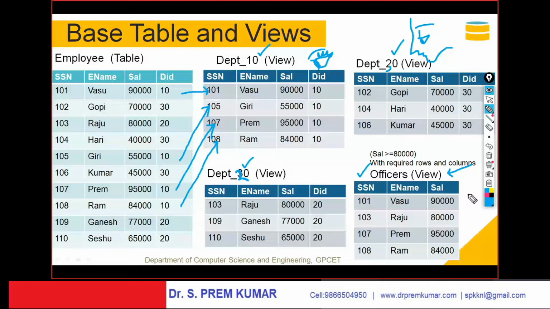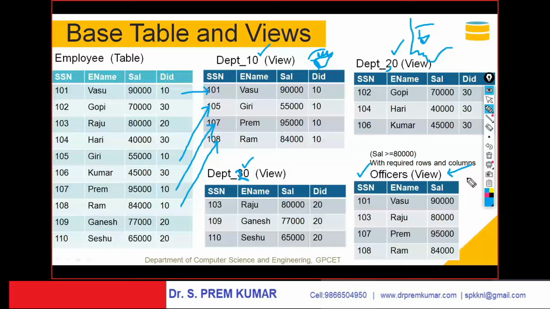So you can eliminate the columns. If you are not interested in certain columns, you can eliminate them. If you are not interested in certain rows, you can eliminate them, and you can see only the required ones. You can extract only the required information from the base table. Views are always created on the base table.